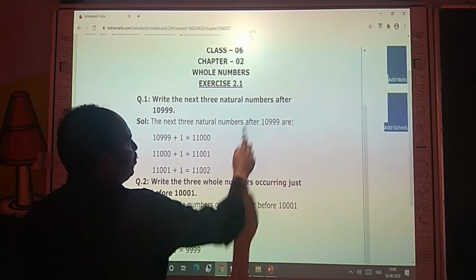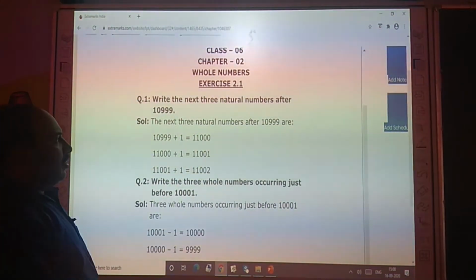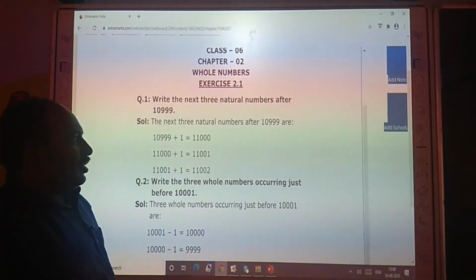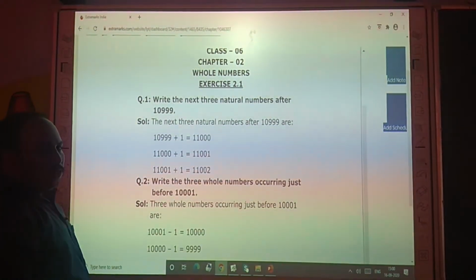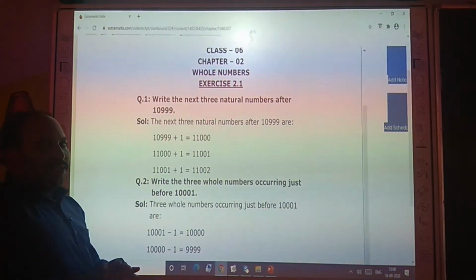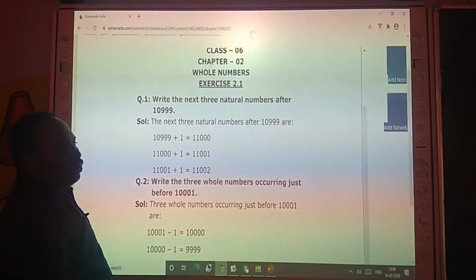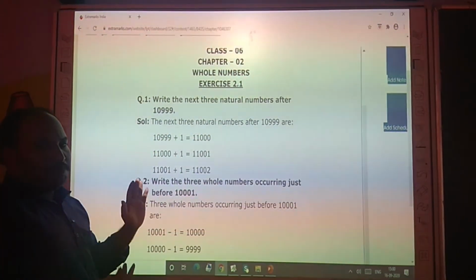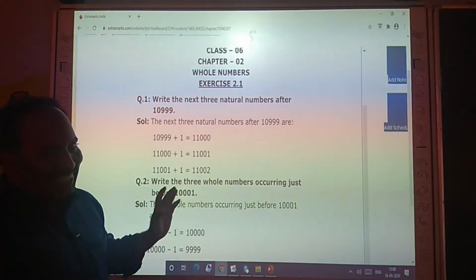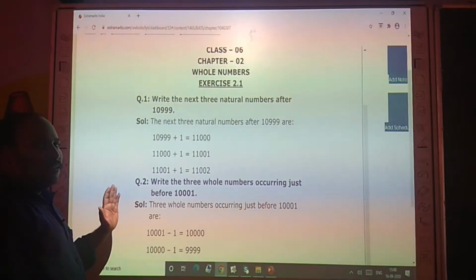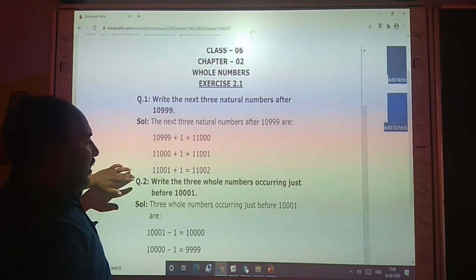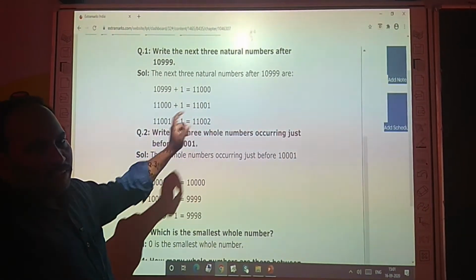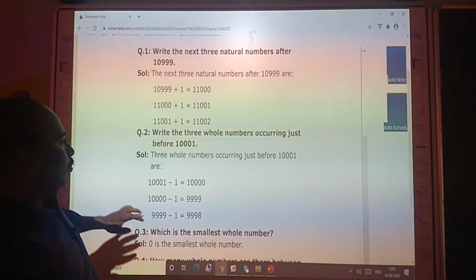Next three natural numbers after 10,999. The first number is 10,999 plus 1, which is equal to 11,000. Then the second one, 11,000 plus 1 is equal to 11,001. Next one, 11,001 plus 1 is equal to 11,002. First 11,000, then 11,001, then 11,002.